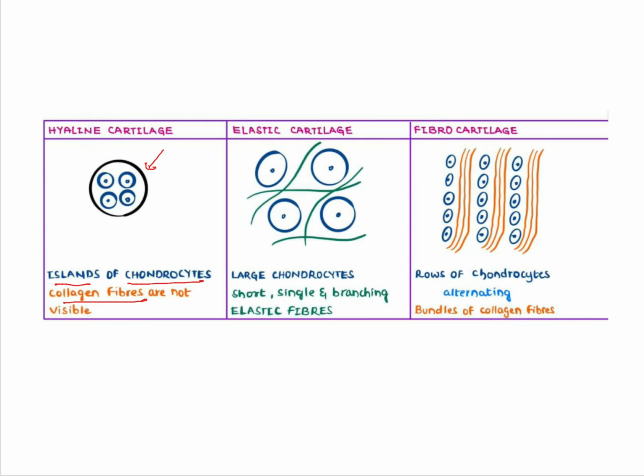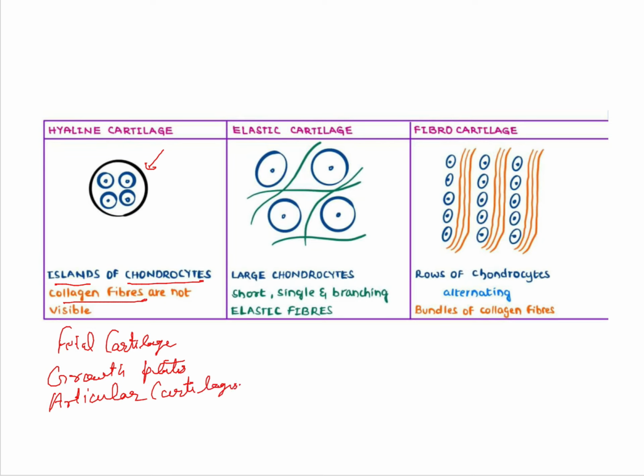Now the most common locations of these: one is the fetal cartilage, growth plates of the bones, articular cartilages, then in the respiratory tube, along with a few exceptions, you can find this cartilage, and then we have the costal cartilage. So these are the most common important examples of the hyaline cartilage.